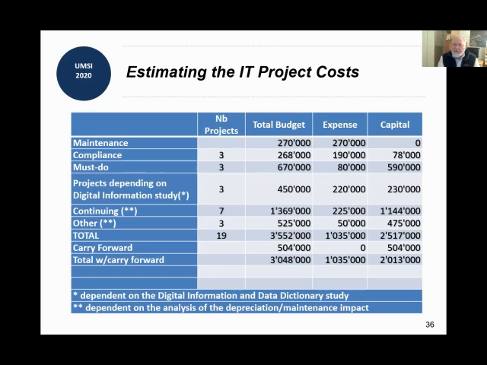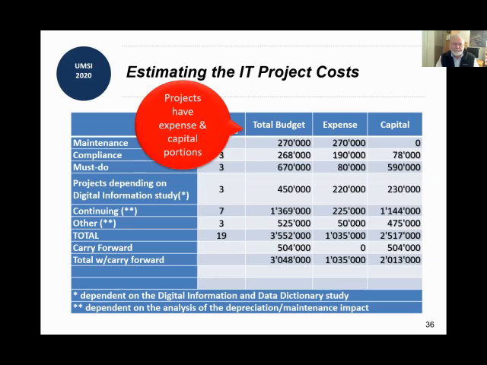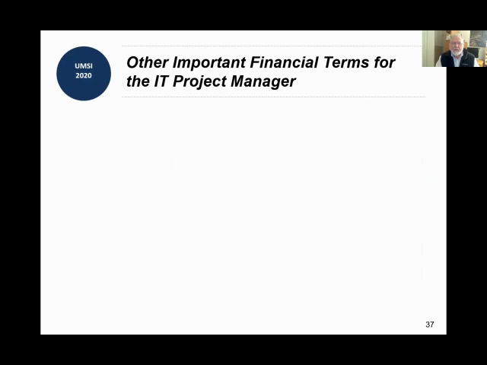We also had some carry forward money, so this is money that was unspent in prior years, and so we fortunately had the ability to apply that as a positive offset on our budget, and then the total amounts that we reported here. So the project portfolio at this organization was $3.5 million, and $500,000 of that was covered by carry forward. And again, we're just reiterating the point that projects have both expense and capital portions.